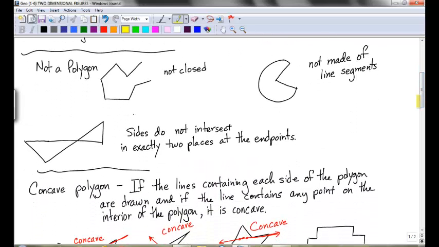Okay, then the author defines a concave polygon. We just did convex polygons in pre-calc yesterday. Today we talk about concave polygons. If the lines containing each side of the polygon are drawn, and if the line contains any point on the interior of the polygon, then it's considered concave.